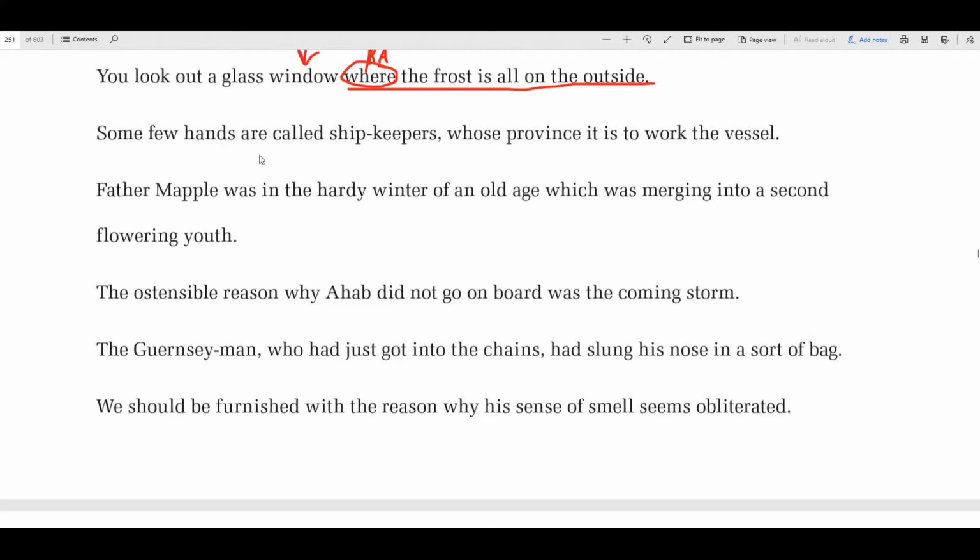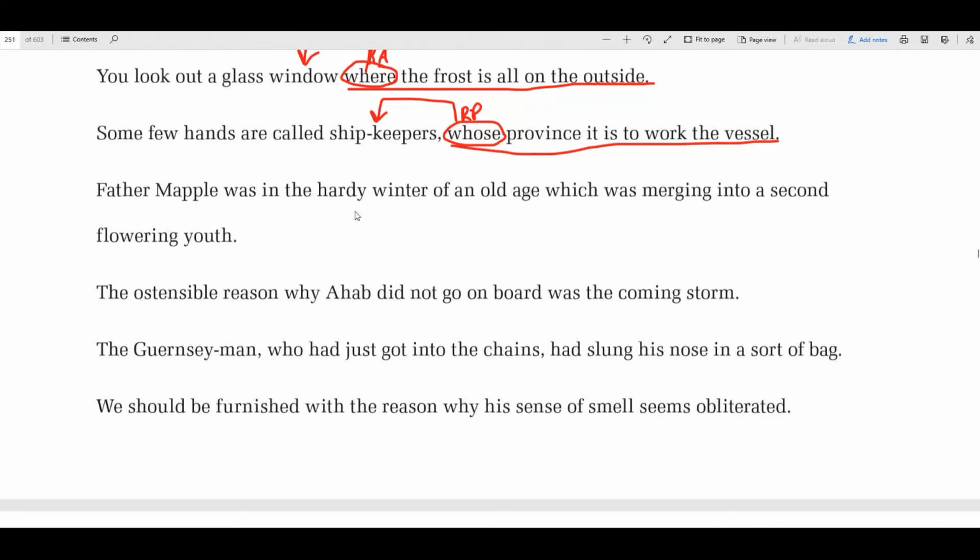Some few hands are called shipkeepers, whose province it is to work the vessel. Okay, we'll underline the clause first. Whose province it is to work the vessel. Our word is whose, and this is a relative pronoun. And this is telling about the shipkeepers.